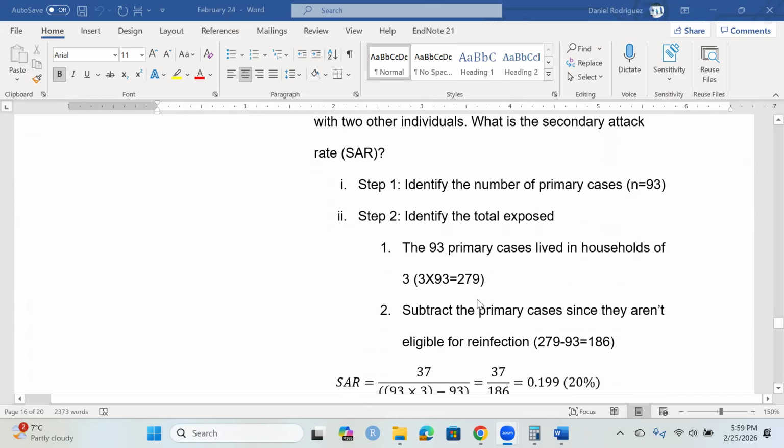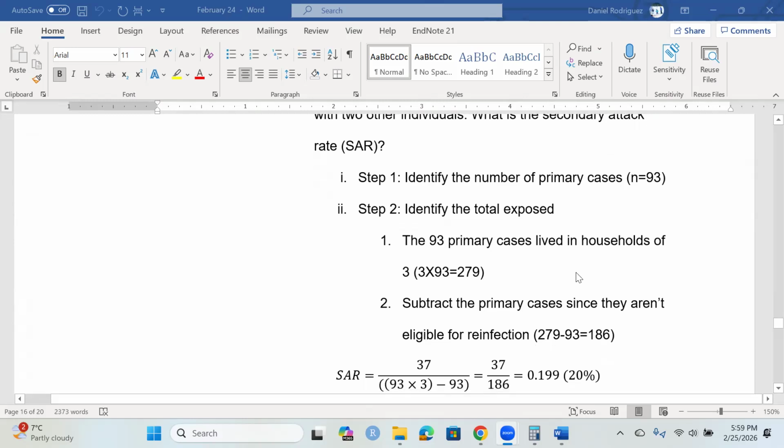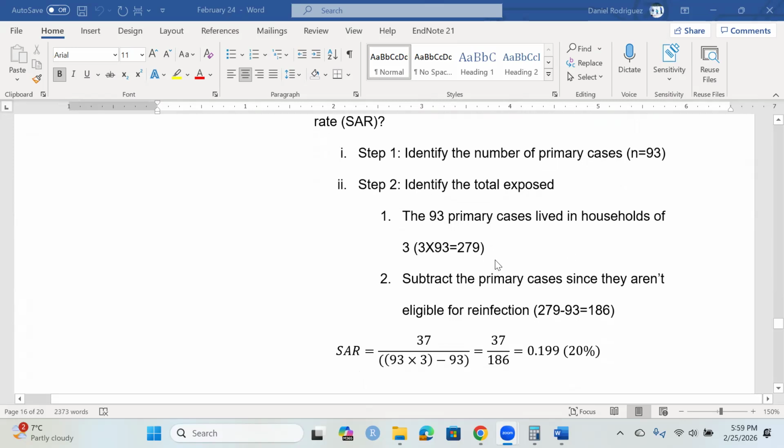So let's do this in steps. Step number one, identify the number of primary cases. So there were 93. All right, cool. Step number two, identify the total exposed. So the 93 cases lived in households of three, so there's three, including the primary case. So the households included 279 individuals. That's basically the people who are exposed.